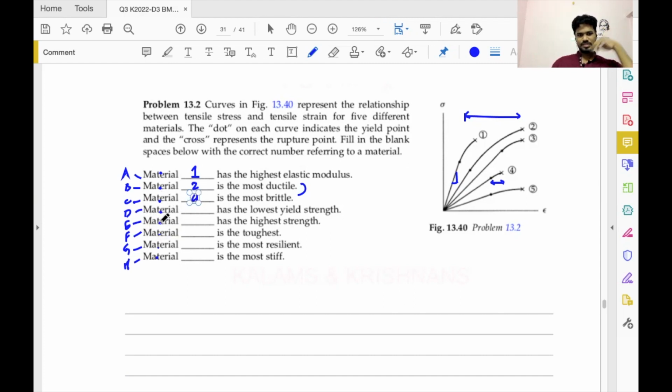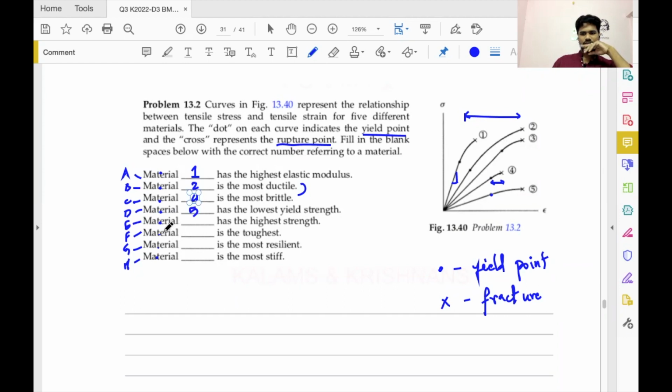Lowest yield strength. What is the dot? The dot refers to the yield point. The material starts yielding at that point, and the stress corresponding to that is the yield stress. The cross corresponds to fracture. In fact, it's written here: yield point, and cross refers to rupture or fracture. Now D, lowest yield strength. Where is the dot lowest here? It's perfect.